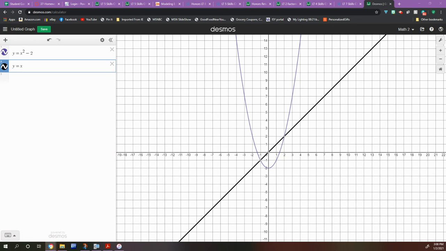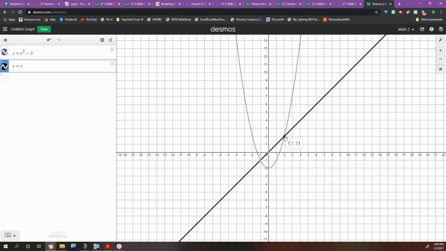So what you're looking at is a graph of a quadratic, y equals x squared minus 2, and a linear, y equals x. One of the ways that you can solve a system is by graphing the equations and then looking for points of intersection. Because when we're talking about solving a system, you're looking for points that are solutions to both equations. So if it's a point where the two equations intersect, then those are going to be your solutions.